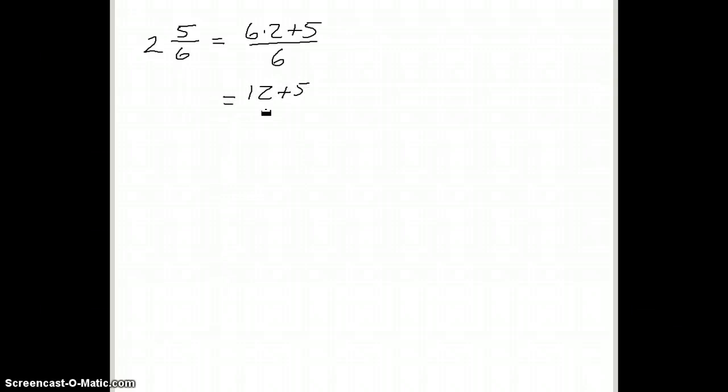So let's start with 2 and 5/6 and write that as an improper fraction. The way we do that is we say 6 times 2 and add the 5 divided by 6, or 12 plus 5 divided by 6, which is 17 divided by 6. So we've gone from a mixed number to an improper fraction. We took the 6, multiplied it by the 2, and then added 5, and all of that went into the numerator.